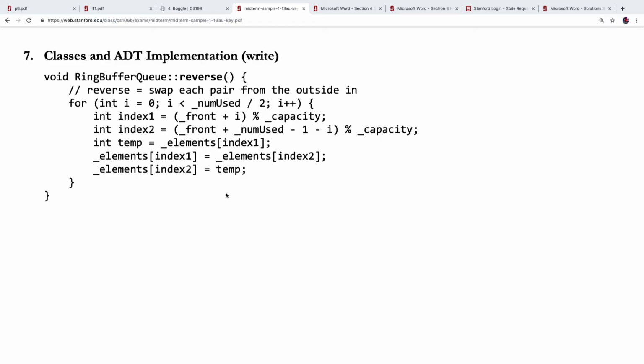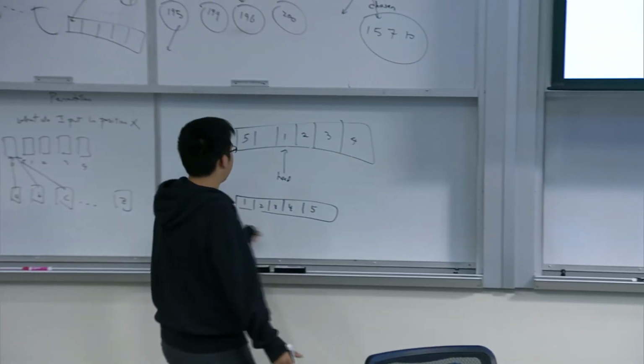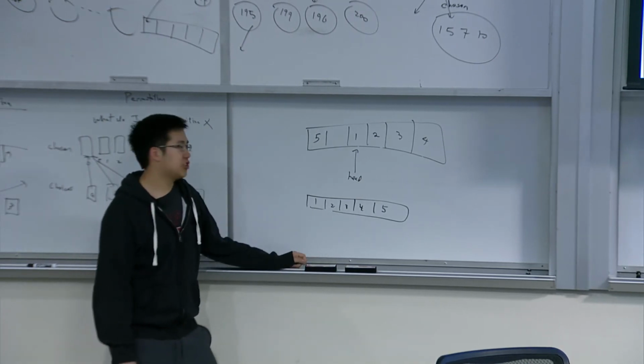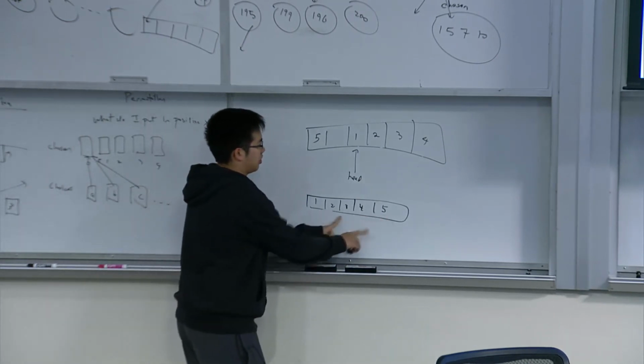You mean when you reach the middle? Yeah. The for loop will never reach the middle because num used divided by 2 rounds down. 5 divided by 2 is 2, right? So you'll only do I equals 0 and I equals 1, but you won't get to I equals 2.